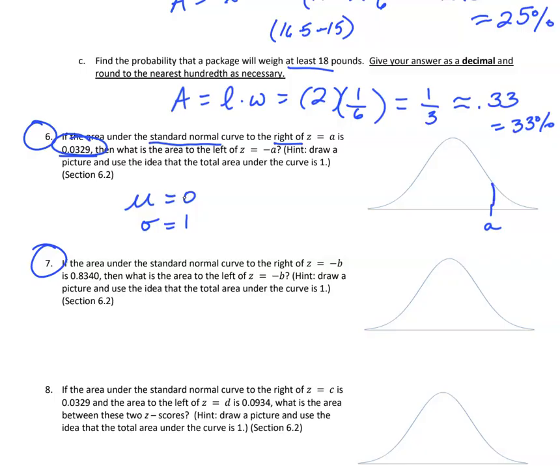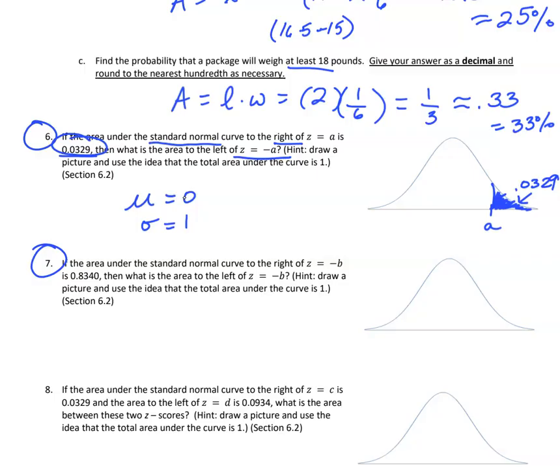And that 0.0329 is the shaded region. The area, remember, is what gets shaded. So that's 0.0329, that shaded region in blue. And then it says, what is the area then to the left of negative A? Well, think about the symmetry of the curve. The normal distribution is symmetrical.